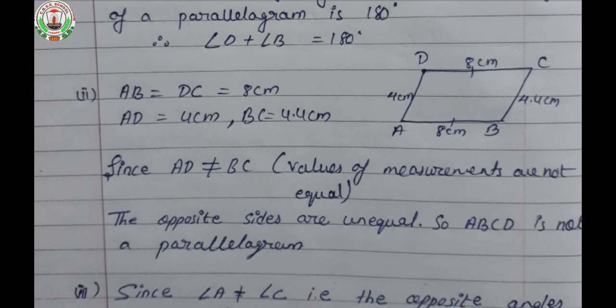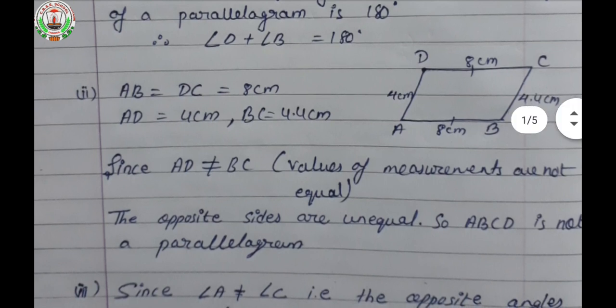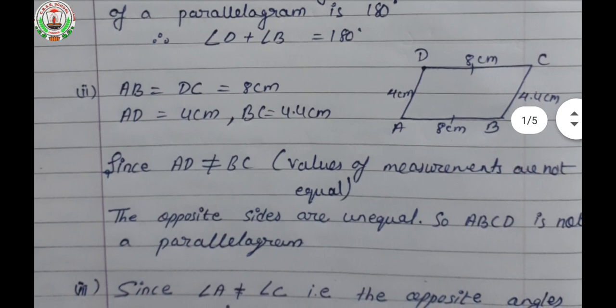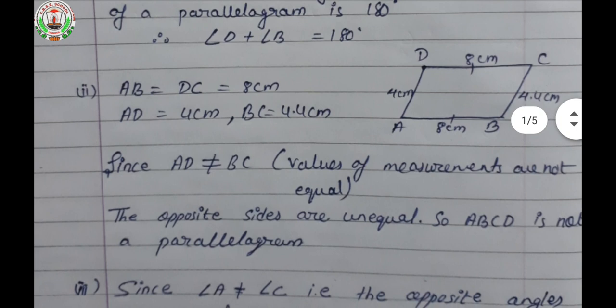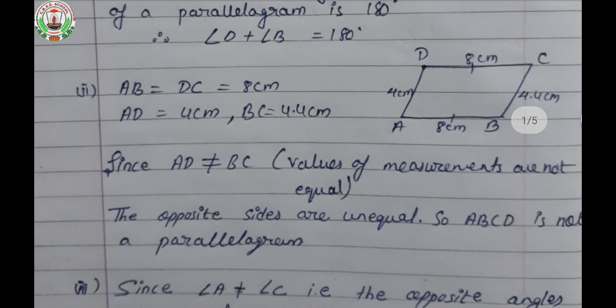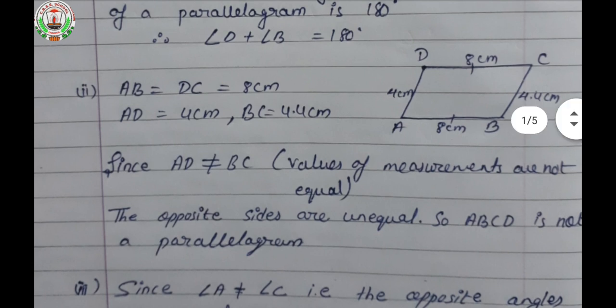Now it is asked in the question whether, with these side lengths, the quadrilateral will be a parallelogram. So by using these measurements we have to state whether it will be a parallelogram or not. Here, since the opposite sides are equal, isn't it? The property of a parallelogram says that the opposite sides of a parallelogram are equal. But here only one pair of opposite sides has equal measurements, that is AB is equal to CD is equal to 8 centimeters, but AD's measurement is not equal to BC's measurement, isn't it?